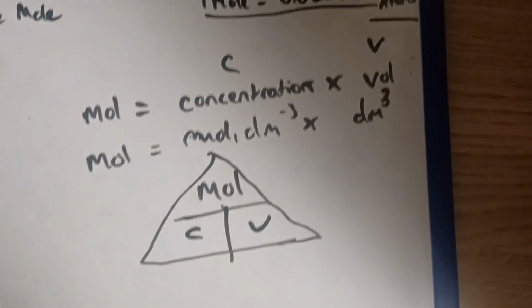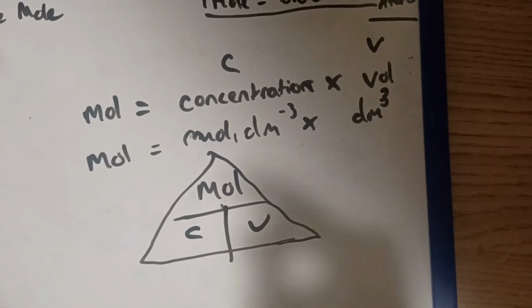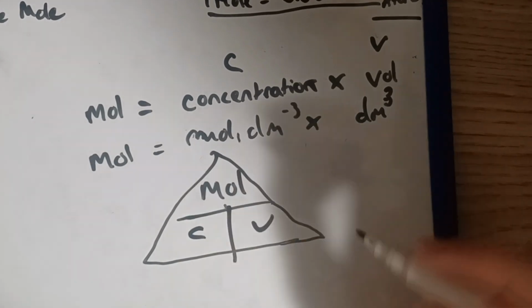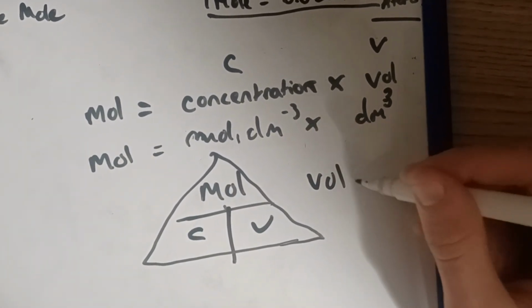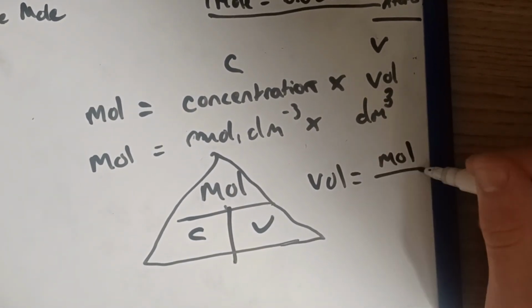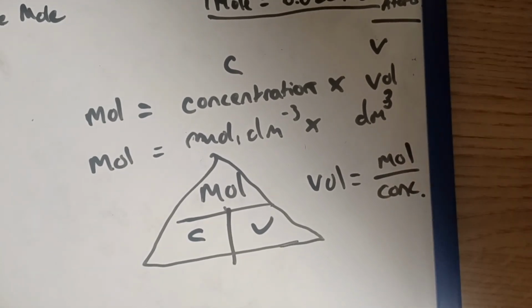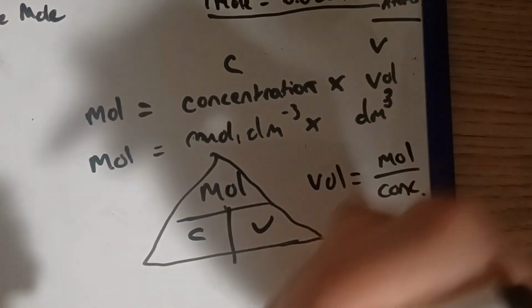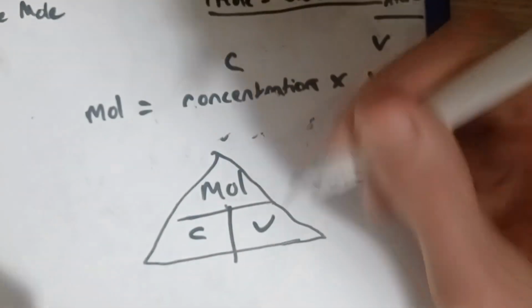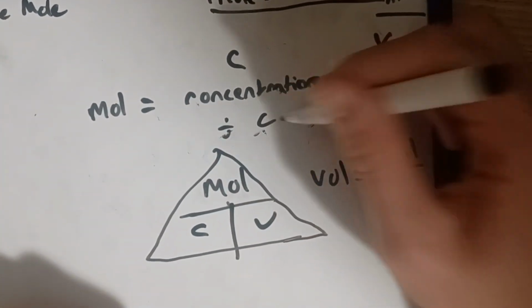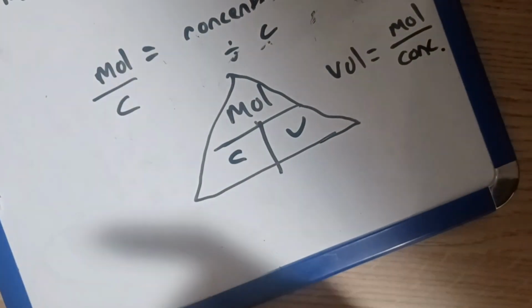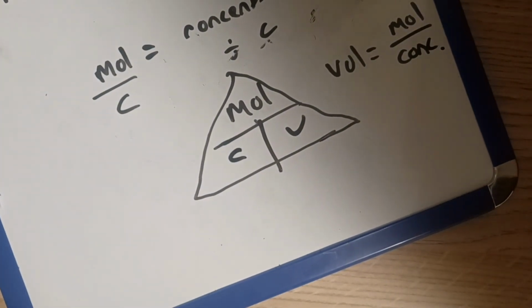And again, the same technique as we did with the first triangle. If you want, let's say, volume, all you're going to do is cover up the volume. I'm going to write down vol equals mole over conc, which, as you can see, would be exactly the same as all we're doing is dividing by C, gives us volume on the end, and mole over C on our equation.